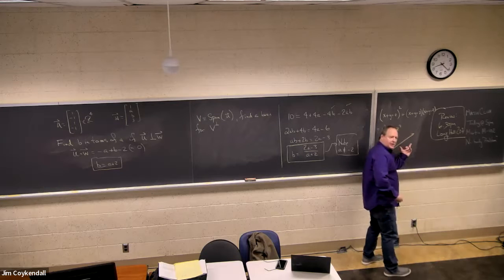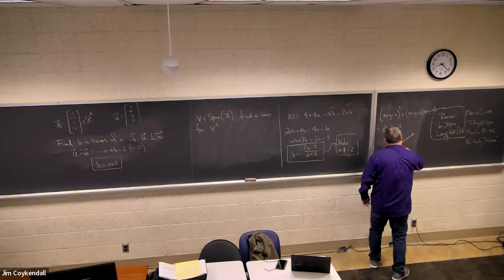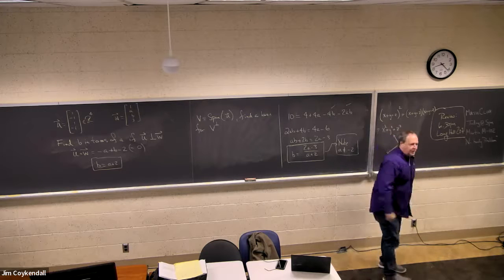So there's a subspace, just a line. How many vectors are perpendicular to that? Or what's the dimension of the space perpendicular to that? There you go. There's only one dimension perpendicular to that.